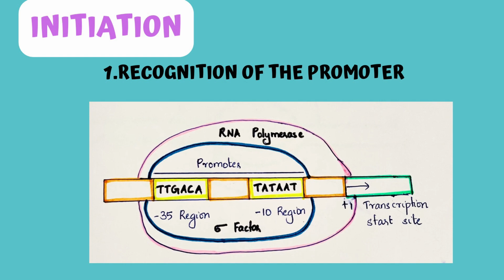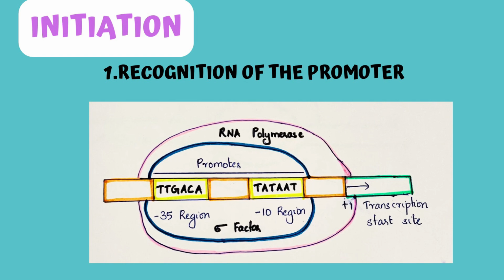Initiation is the process by which RNA polymerase binds to a specific DNA sequence called the promoter and initiates the synthesis of RNA from a DNA template. Let's discuss the steps involved in prokaryotic transcription initiation in detail. The first step is recognition of the promoter. RNA polymerase recognizes and binds to a specific DNA sequence called the promoter and initiates the transcription process.